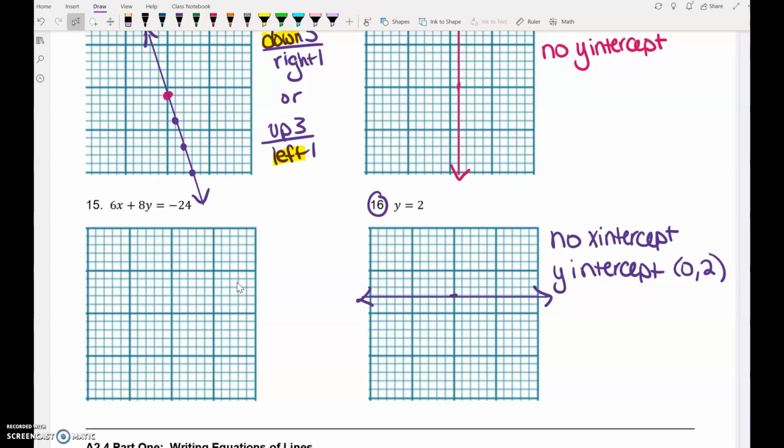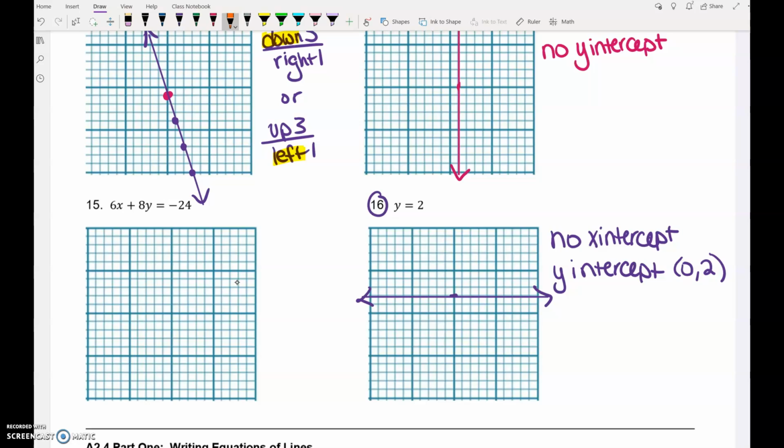Number 15 is standard form. 6x plus 8y equals -24. Now, you could, if you wanted to, get y by itself. You'd have to subtract 6x on both sides, and then you'd have to divide by 8. That seems like a lot of work, considering that once you've done that, you still have to graph the y-intercept and then use the slope to get more points. There's a lot of opportunity for error if you're doing all of that work. So knowing how to graph from standard form is important.